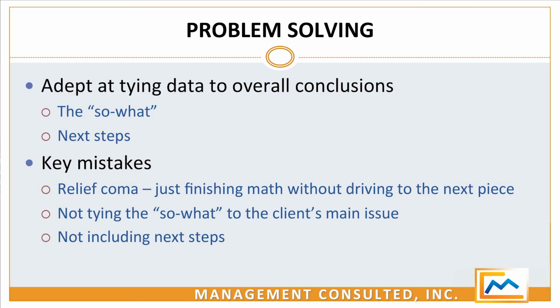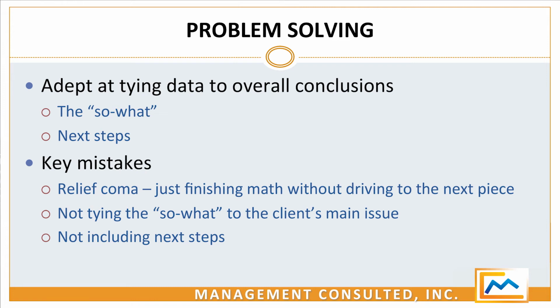So that concludes the second part of problem solving, which is just making sure that when you do make a mistake, which often happens, just go back and fix it and make sure that you fix it in an appropriate way. The next thing that's critical to make sure that we understand is that you're adept at tying data to overall conclusions. Problem solving isn't just about math. It's not just about calculating numbers. It's also about using those numbers to tell the client what they should do.